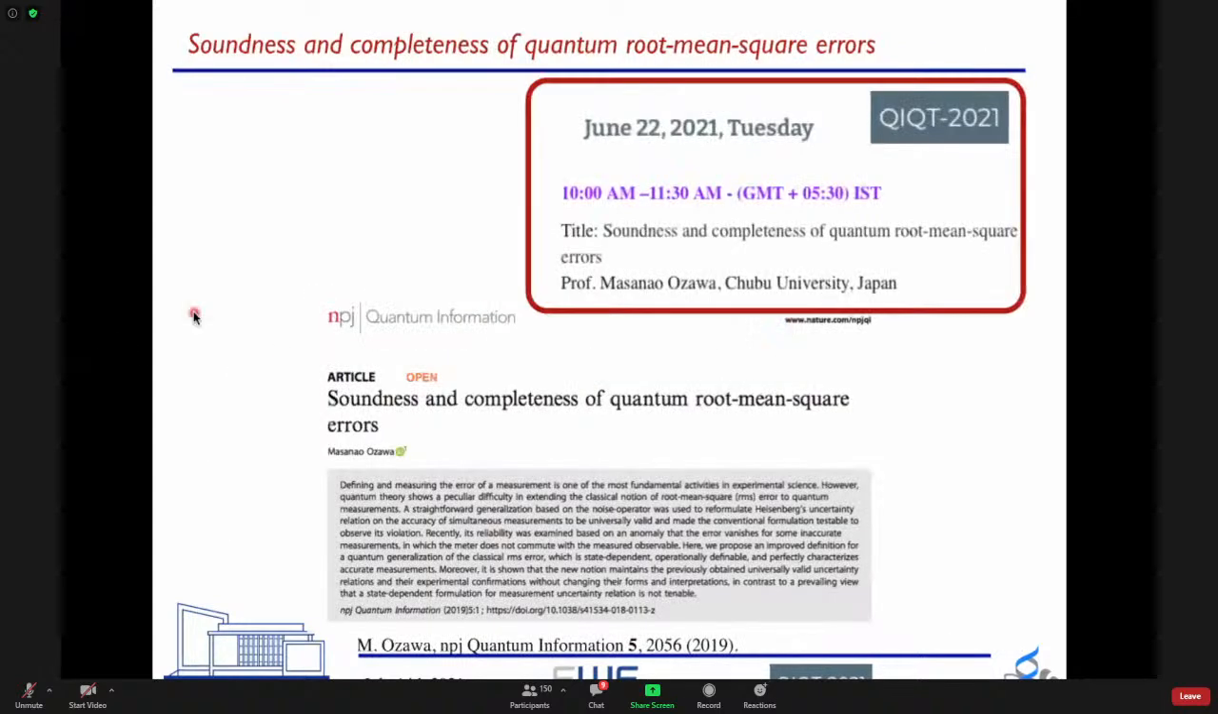Okay, now we come to the second topic that we want to cover, and this is called soundness and completeness of root mean square errors. As you see here, Professor Ozawa already gave a talk, but it's no problem if you missed it, because I will summarize all the results that have been presented in this talk. We already discussed the important property of soundness of an error definition, but what is completeness?